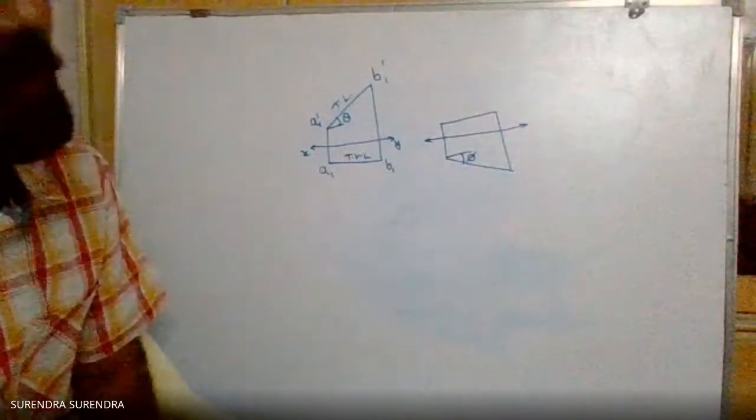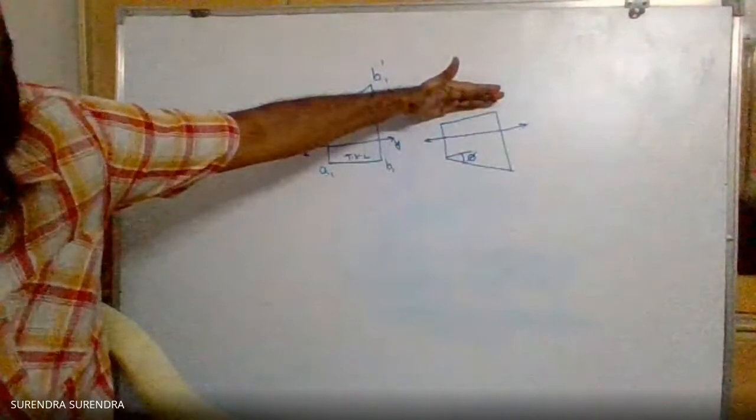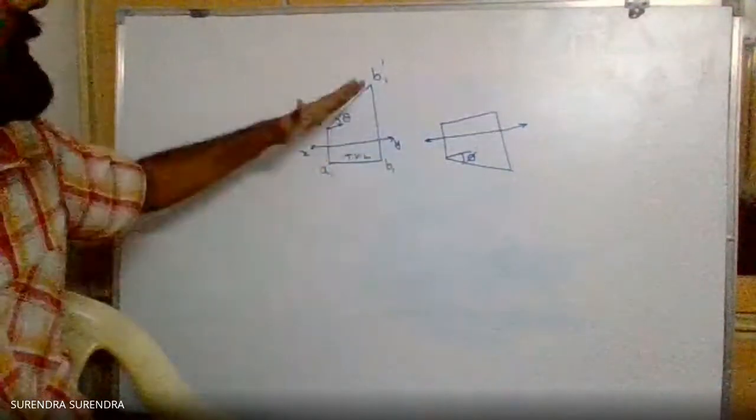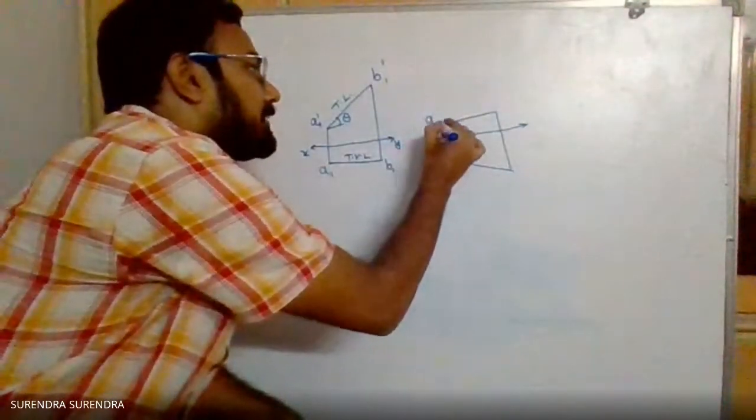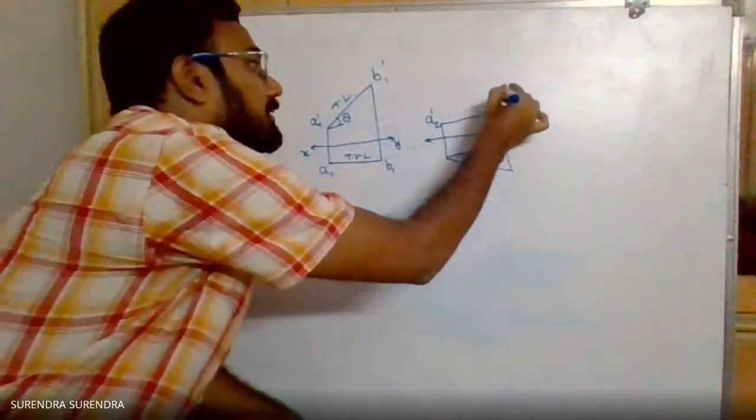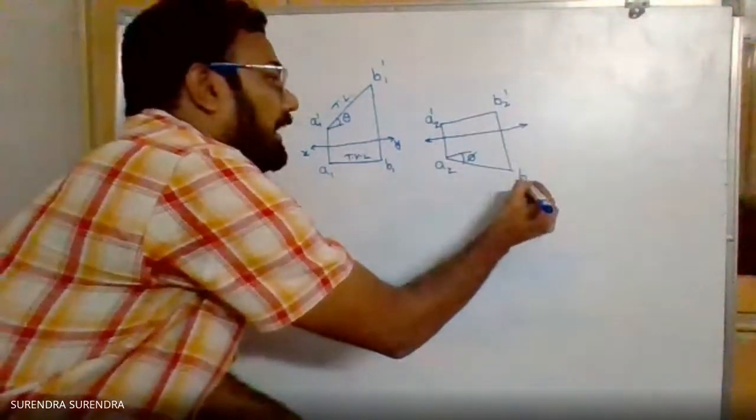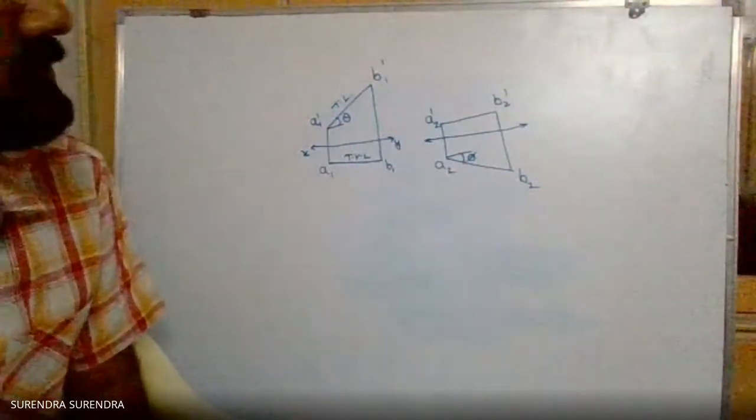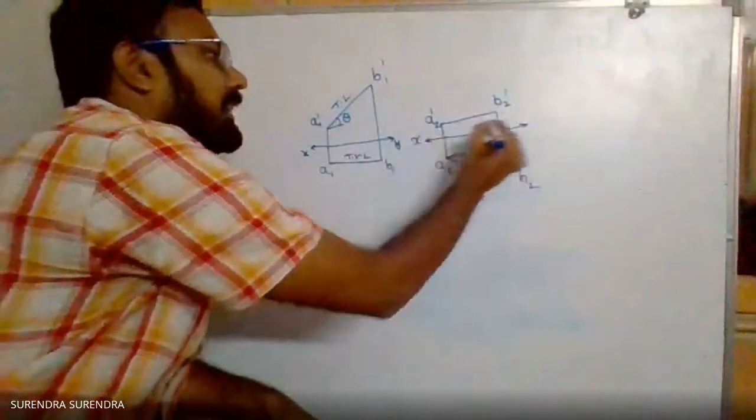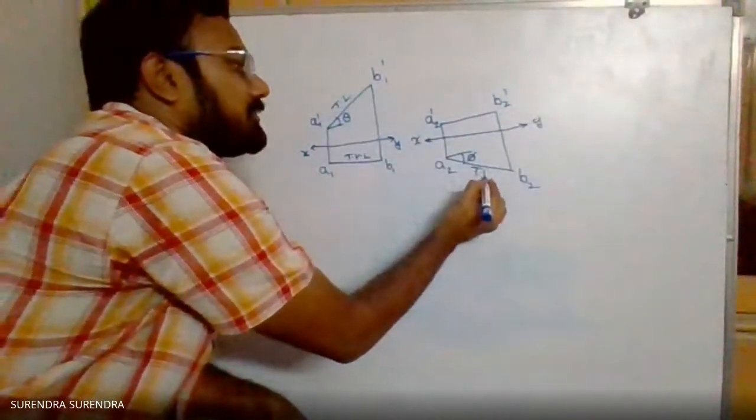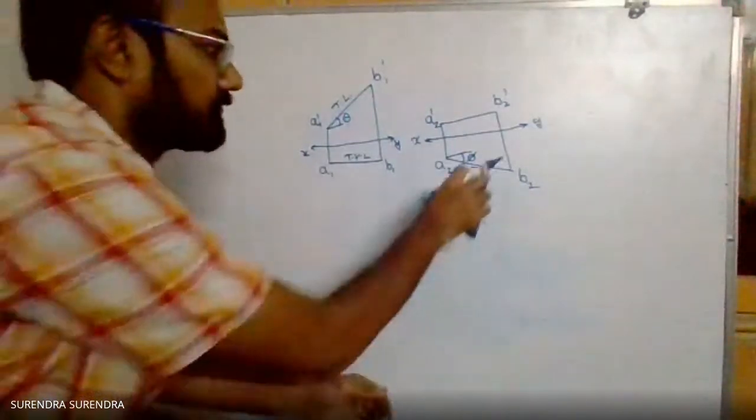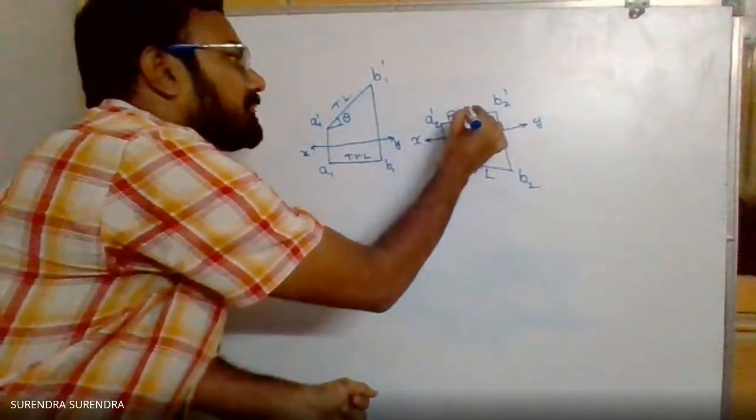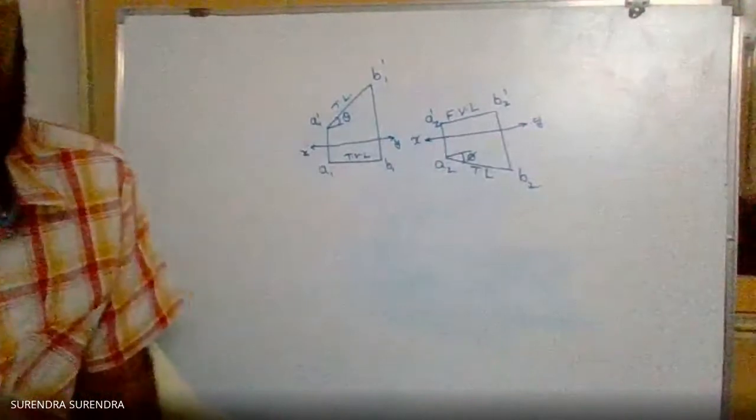It is seen in top view, and in front view it looks as a line parallel to the xy line. And what are these points? Let them be A2 dash, B2 dash, A2, B2. A2 dash B2 dash, A2 and B2. These are X, Y, and here it is the true length, and this is the front view length.